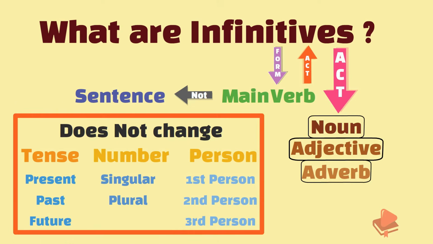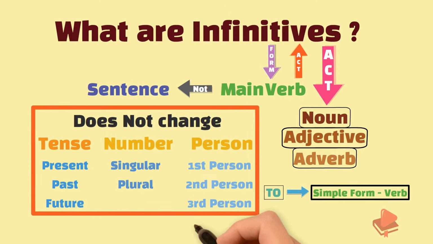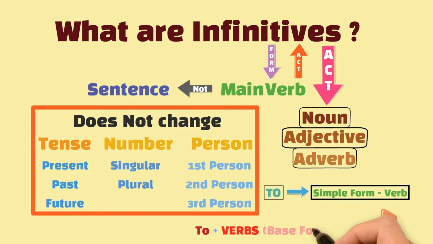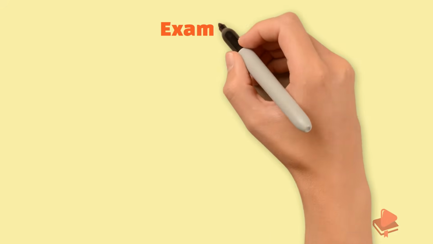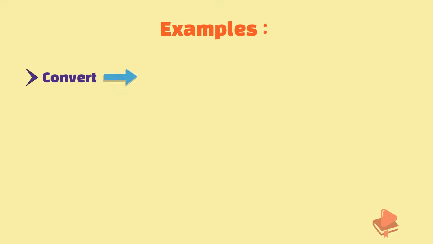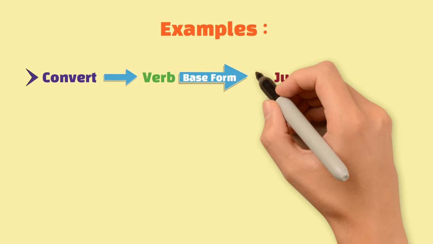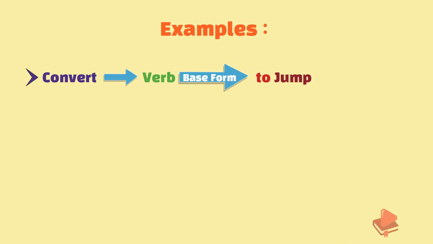An infinitive will almost always begin with to followed by the simple form of the word like this. To plus the verb's base form is equal to infinitive. Or we can say by adding to the verb's base form we get infinitives. Let's understand this with examples. To convert the verb jump, which is in the base form of verb, we add to before the verb jump. So it becomes to jump.